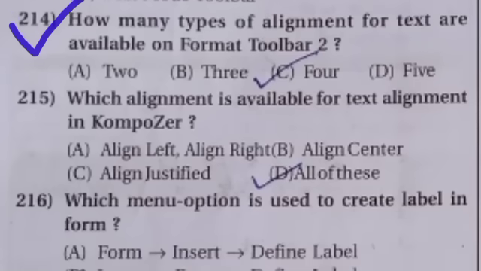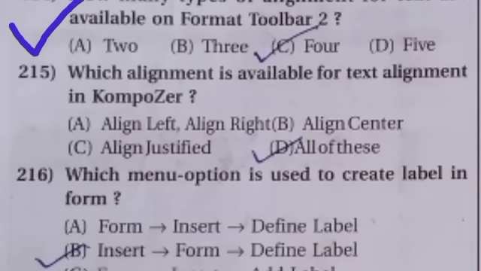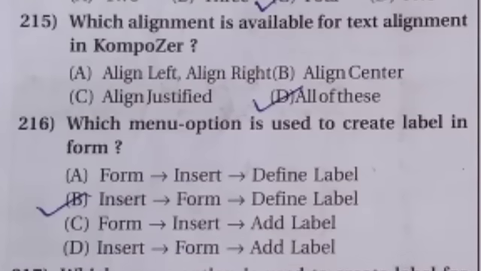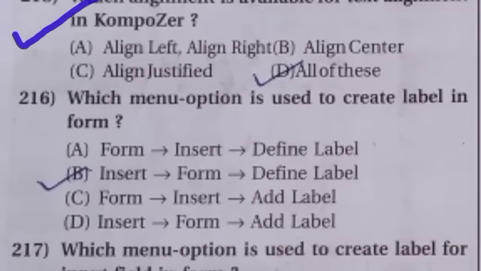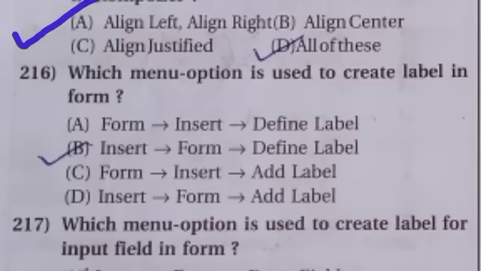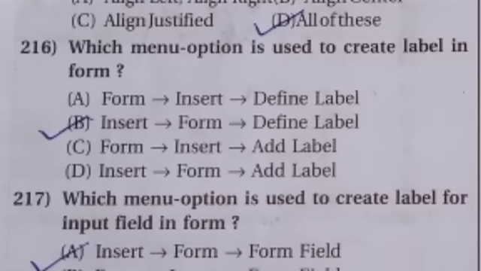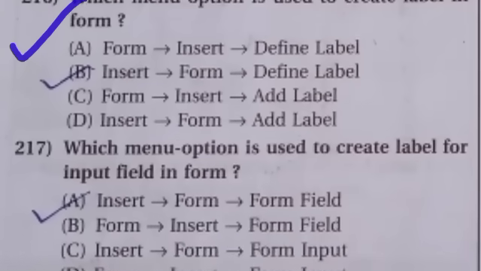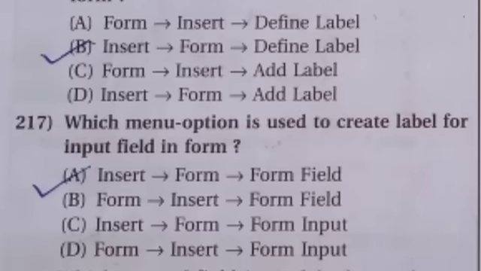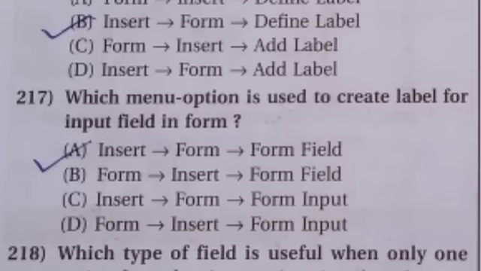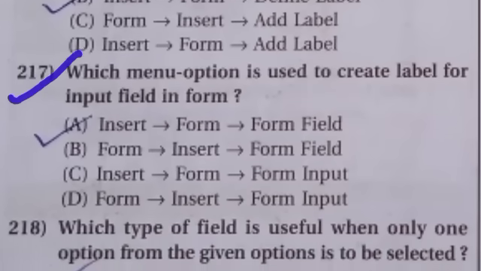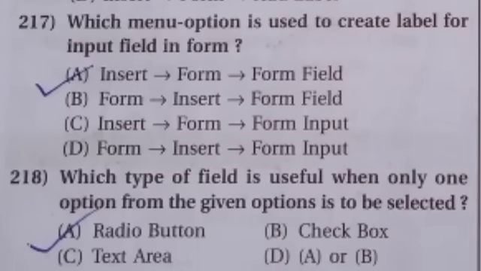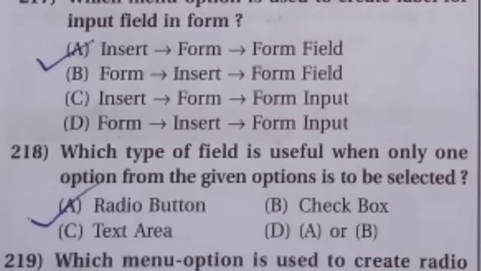How many types of alignment for text are available on format toolbar? C, 4. Which alignment is available for text element in composer? D, all of these. Which menu option is used to create label in form? B, answer is insert form and define label. Which menu option is used to create label for input field in form? A, answer is insert form and form field.